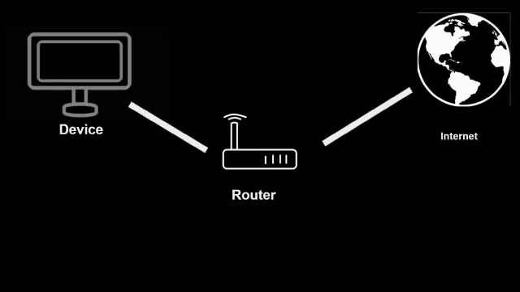Every device has internet, but it is not directly connected to the internet. In between there is a router which transmits the request from the device to the internet, and the result is transmitted from the internet to the device. For example, I am searching for google.com on my device and it goes to the router, and the router sends it to the internet and searches for the result. The result goes to the router and the router sends the result to the device. In this process the device has a unique IP address and the router also has a unique IP address.